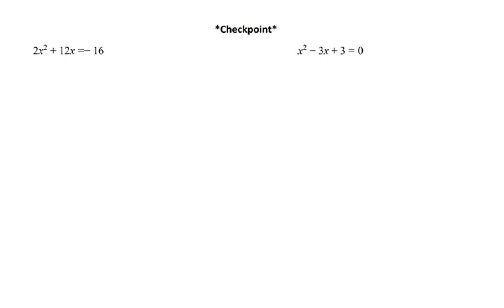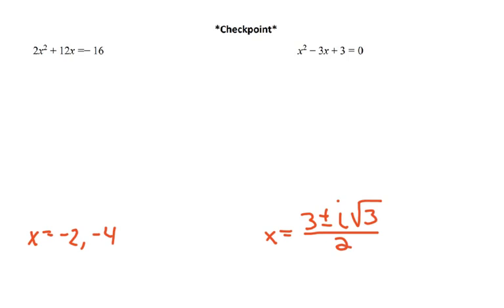So for this first one, you should get a final answer of x equals negative 2 and negative 4. So you can check your work once you've worked that out. And for this last one, a little more complex, you're going to get an answer of 3 plus or minus i square root of 3, which tells you you're going to have a negative underneath there at some point, all over 2. So take a look at those 2 checkpoint problems, work through those, and see if you come up with those 2 answers.